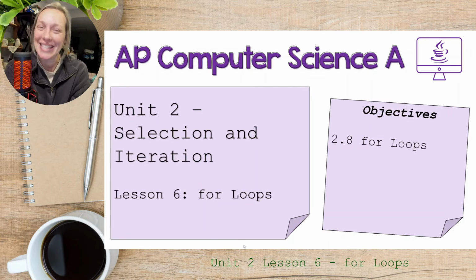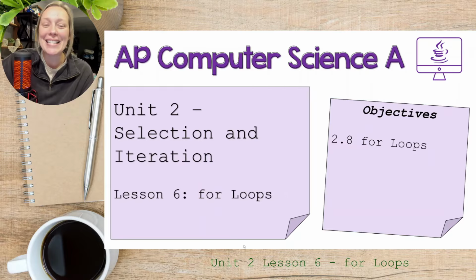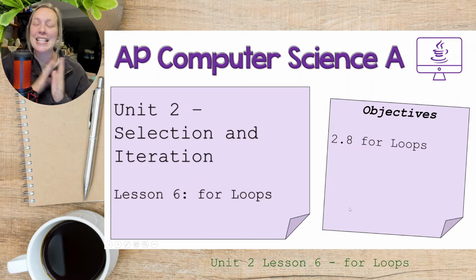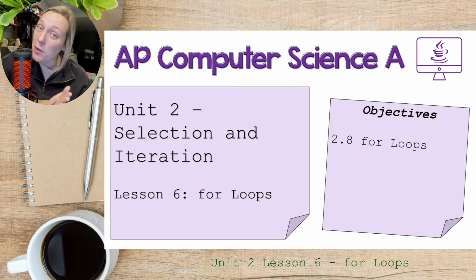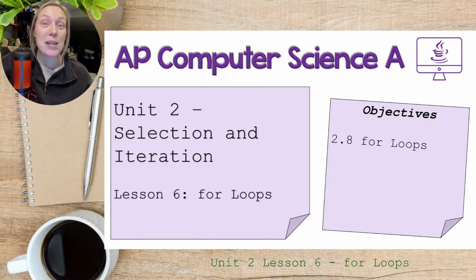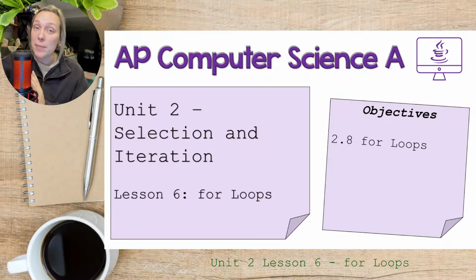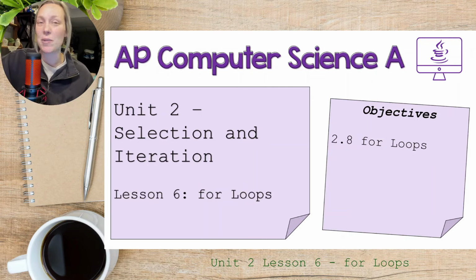Welcome to Lesson 6 on for loops in our Unit 2 on selection and iteration in AP Computer Science A. Today we're going to be introducing the for loop and how we use it in Java, and really the basic syntax of it. In later lessons, we're going to get into the algorithms that are going to be using the for loop. So I'm excited for you to learn about this new loop. We've learned all about while loops up until this point, so this is going to be the new loop that we are going to encounter.